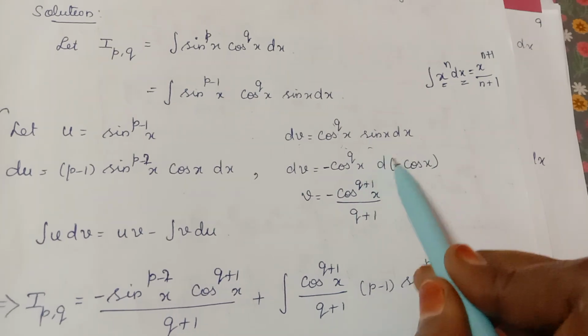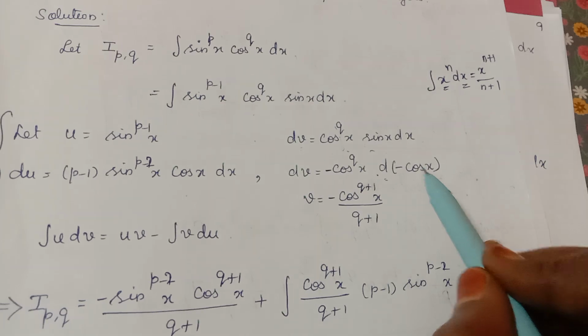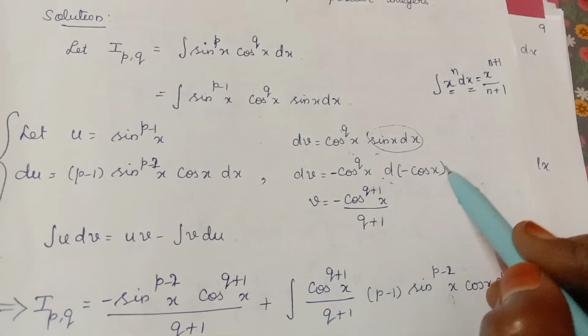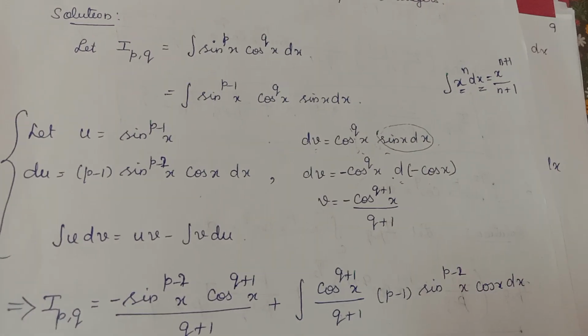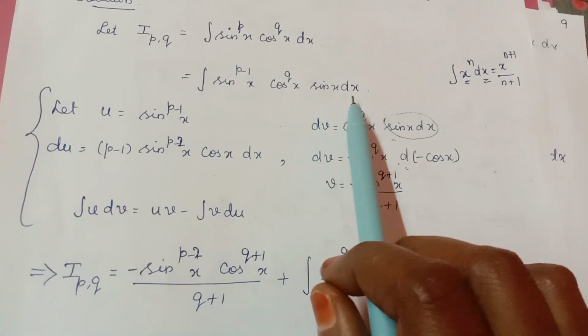dx, no? So this should be what? Differentiation of, in here dx you have, so d of cos x should be there. d of cos x means what? Sin x dx. So this sin x dx I am going to write as d of minus cos x. That is why I have split this sin power p minus 1 into sin x into dx.